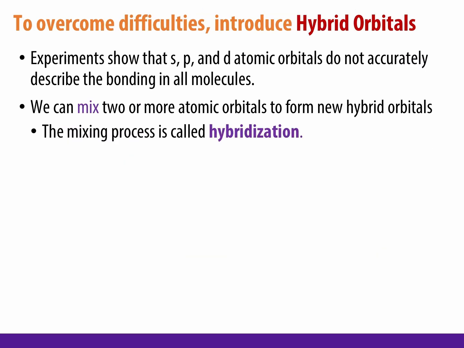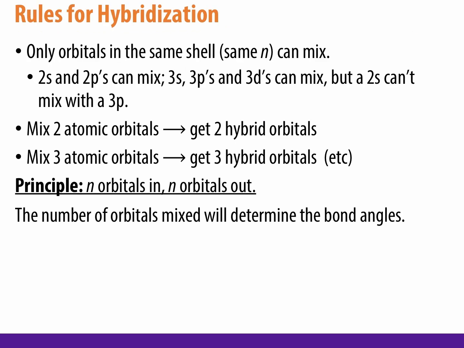So what can we do? Well, valence bond theory says that to get something that matches our Lewis structure and our VSEPR theory, we're going to start mixing our atomic orbitals to form new hybrid orbitals in a process called hybridization. So the rules for hybridization: only orbitals in the same shell, or the same n, can mix. So 2s and 2p can mix, and in the third shell, 3s, 3p, and 3d can mix, but 2s can't mix with 3p. The next important thing is that when we form these hybrid orbitals, we're going to use up the atomic orbitals.